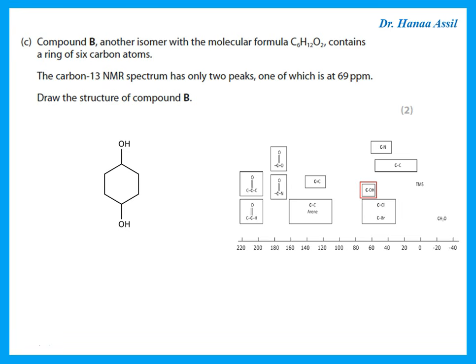And if I have only 2 types of carbons, then the 2 OHs must be opposite like this. Then one type is the carbon attached to the OH of the alcohol and the other type is the CH2s, which are all equivalent.